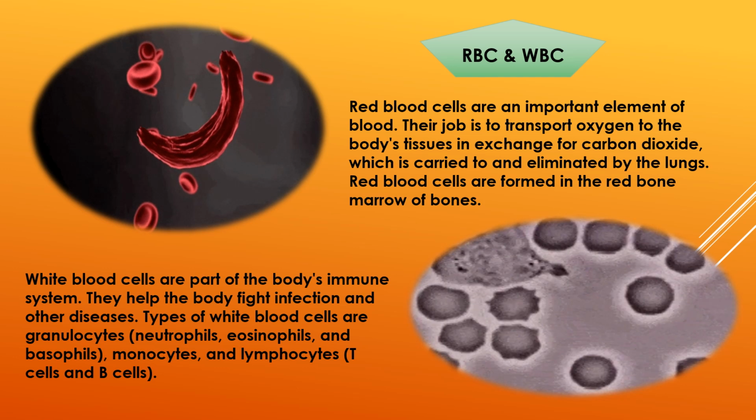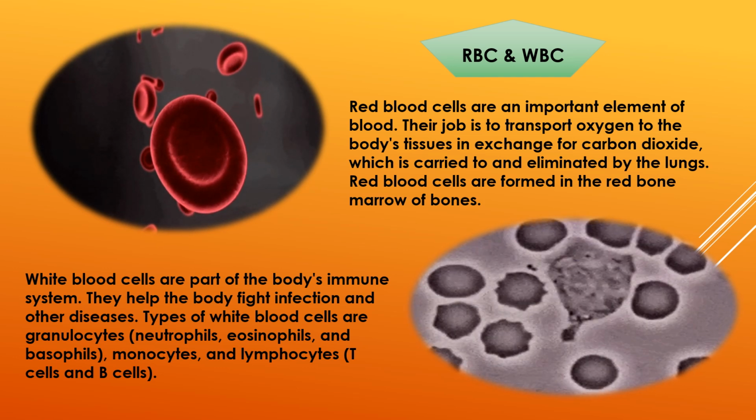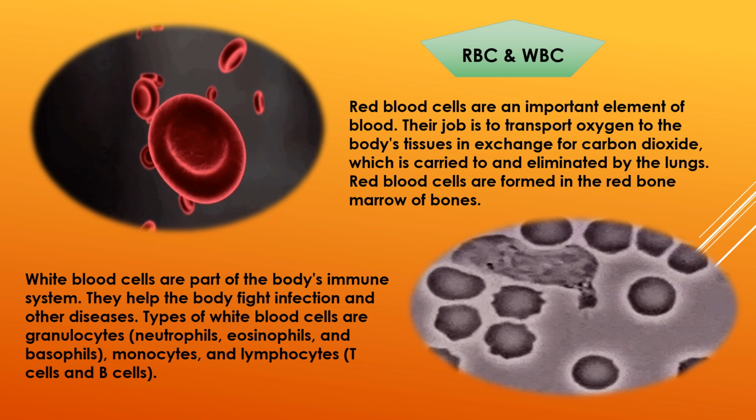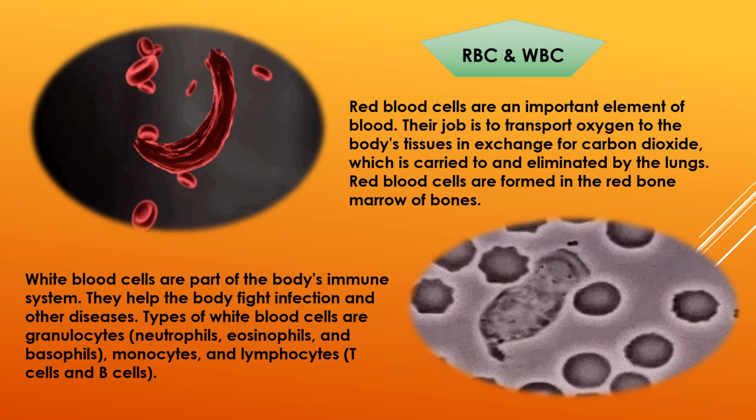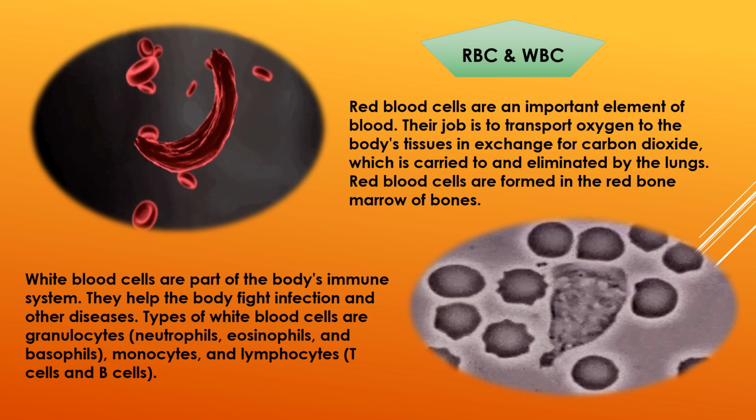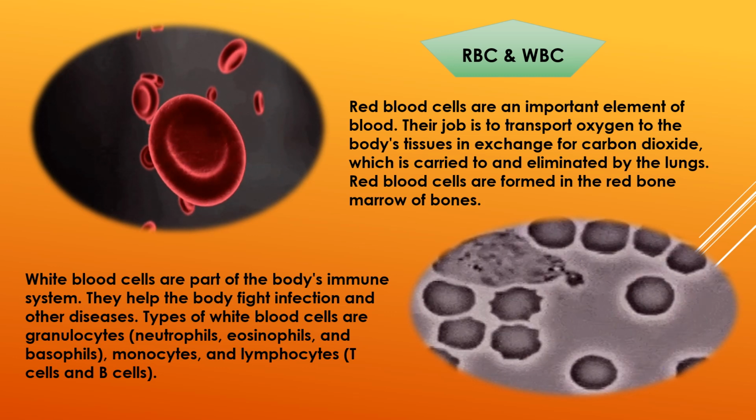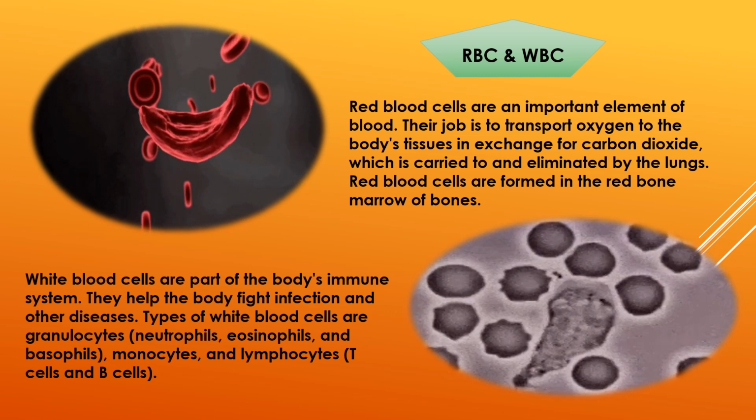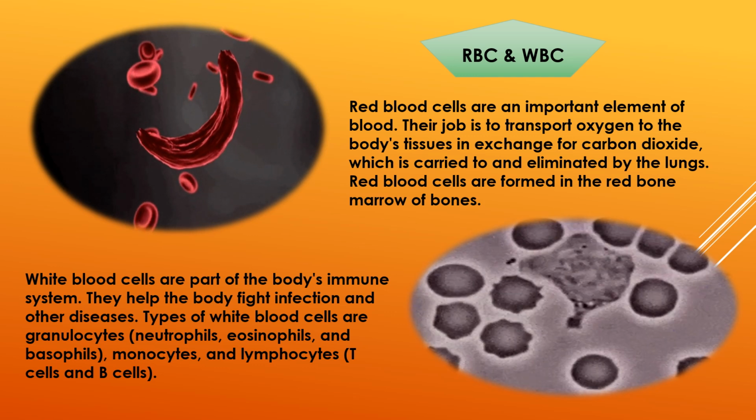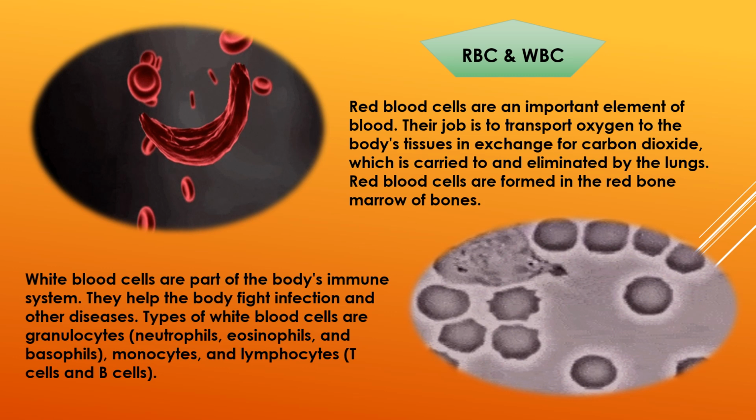Now, what are RBC or red blood cells and WBC or white blood cells of our blood? Red blood cells are an important element of blood. Their job is to transport oxygen to the body's tissues in exchange for carbon dioxide, which is carried to and eliminated by the lungs. Red blood cells are formed in the red bone marrow of bones.